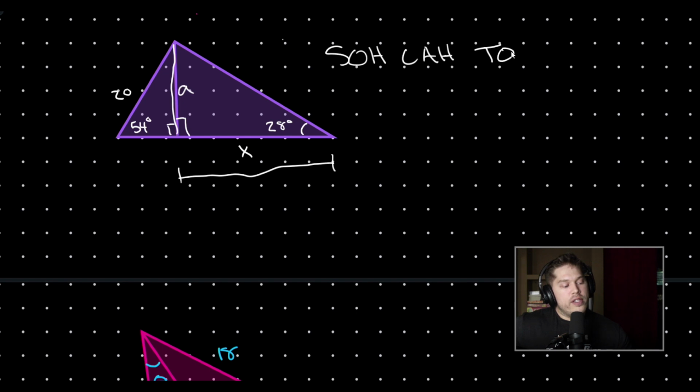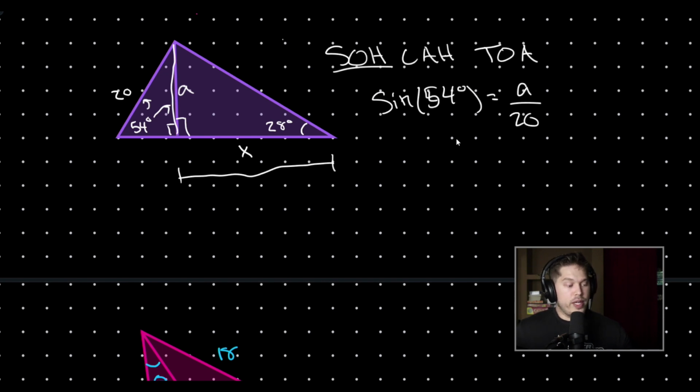And what are we going to be using? Well, from the perspective of the 54 degrees, what do we have? Well, we have the hypotenuse, and we're looking for the opposite side. So we're going to be using our sine function. So we know that sine of 54 degrees is equal to our opposite, a, over our hypotenuse 20. Therefore, a is equal to 20 times the sine of 54.